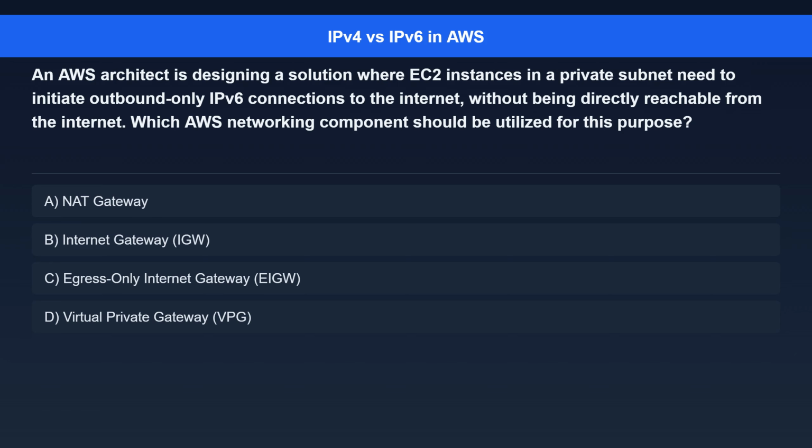Question 8. An AWS architect is designing a solution where EC2 instances in a private subnet need to initiate outbound-only IPv6 connections to the Internet without being directly reachable from the Internet. Which AWS networking component should be utilized for this purpose? Option A. NAT Gateway. Option B. Internet Gateway, IGW. Option C. Egress-only Internet Gateway, EIGW. Option D. Virtual Private Gateway, VPG.